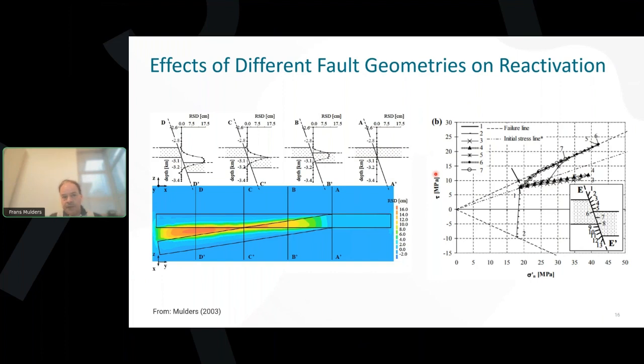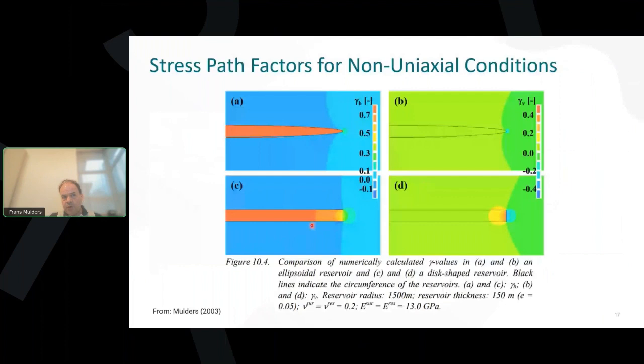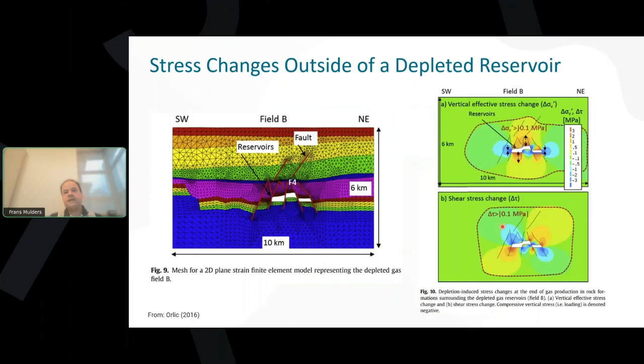About the stress path factor, here we can see that a numerical model confirms the analytical solution if you are far away from the reservoir boundary. But once you come close to it, stress path factors can become smaller, and even the vertical direction can have a stress path factor which is non-zero. That means vertical total stresses can definitely change if you are stepping away from uniaxial deformation conditions. And that is illustrated here by this numerical model result.